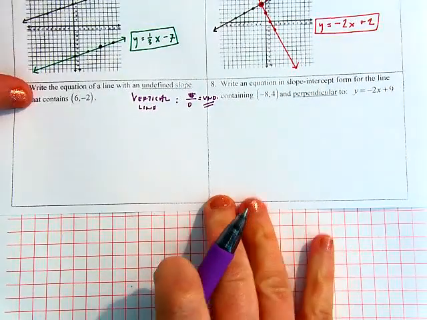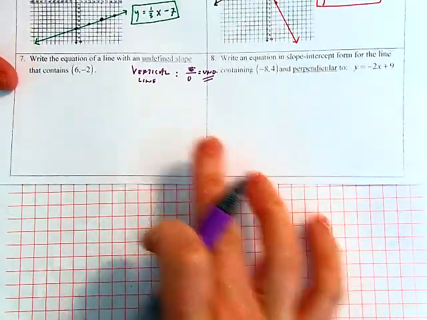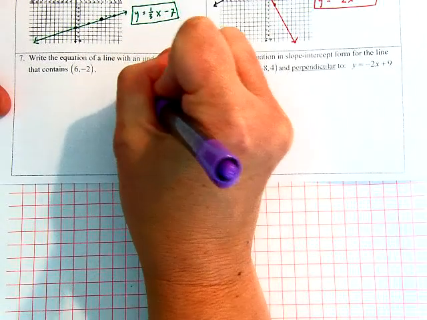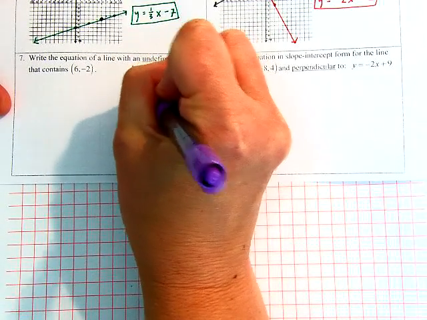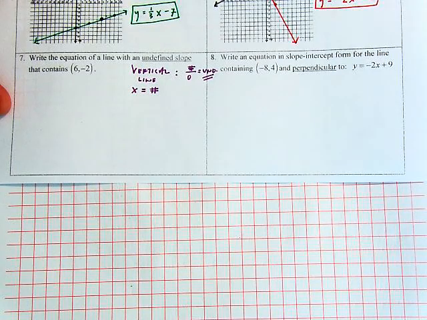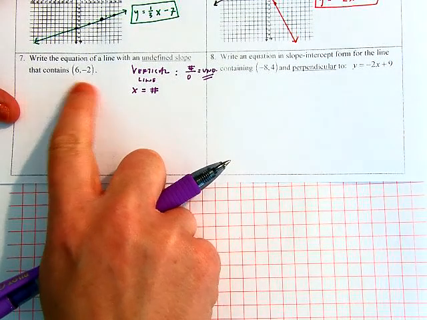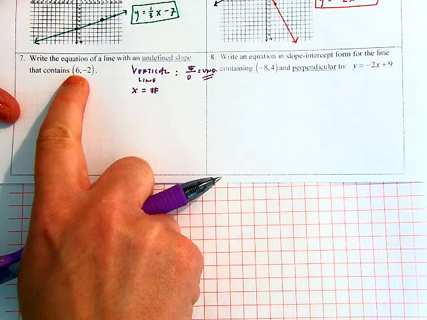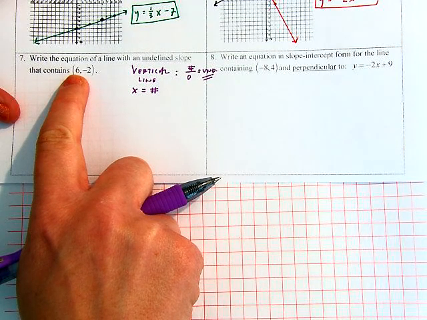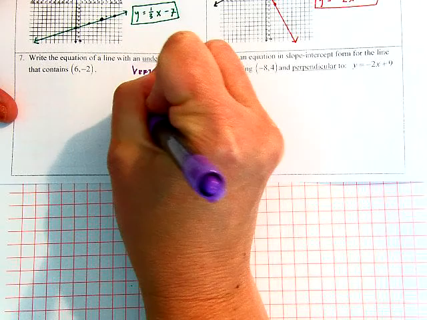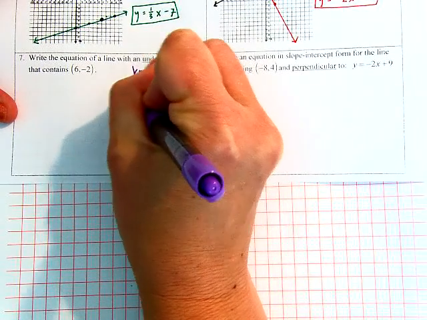So right away, I know that its slope is undefined. It's a vertical line. What does a vertical line always look like? X equals a constant, always. X equals a constant. So that means that if I have a line that's passing through this point, well, it has to be x equals 6, right? Because it has to share this x value in common. So I know right away x equals 6.